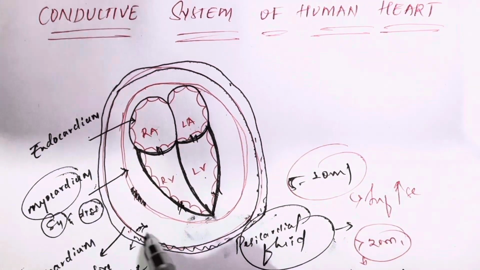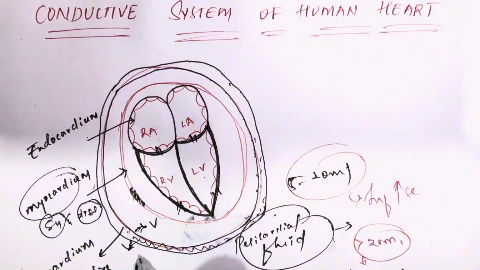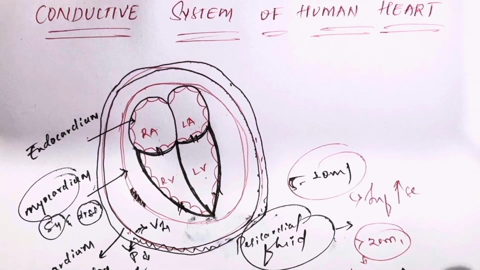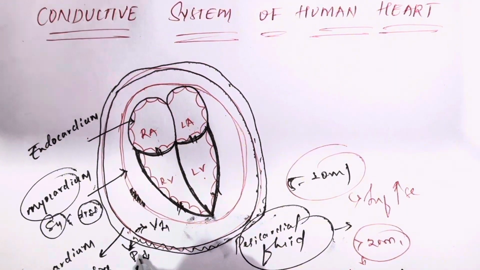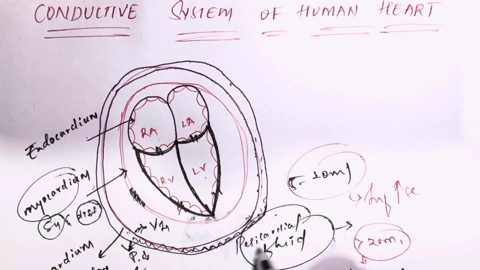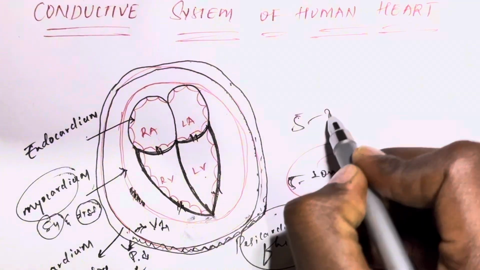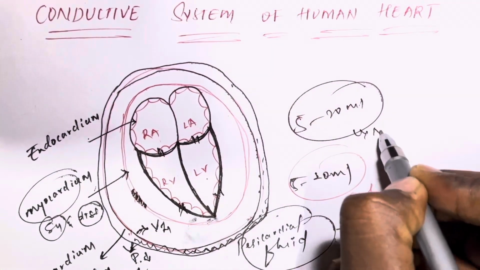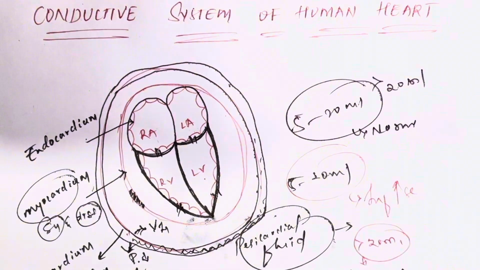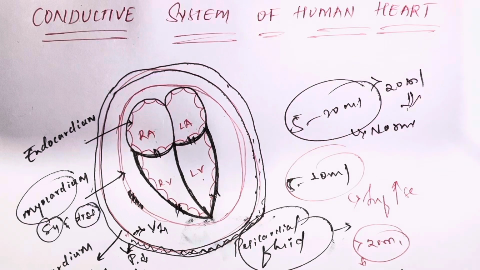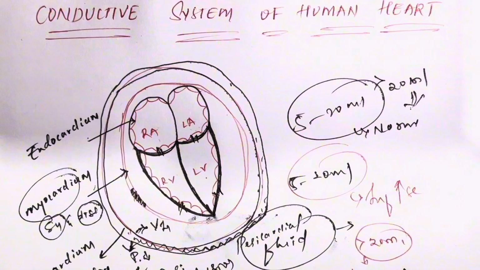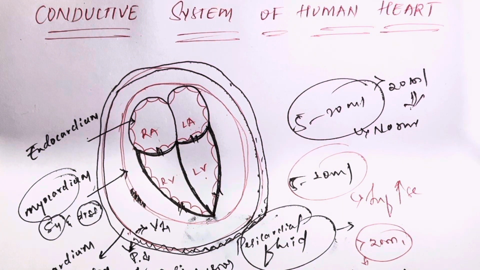There are two layers of pericardium: one is the visceral layer, the other is the parietal layer. One is innermost, the other is outermost. In between the visceral and parietal layers there is some fluid known as pericardial fluid, which is about 5 to 20 ml in normal amount. If it is more than 20 ml, it is called pericardial effusion.